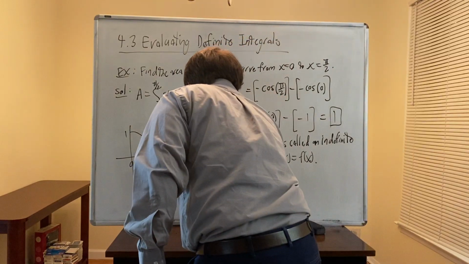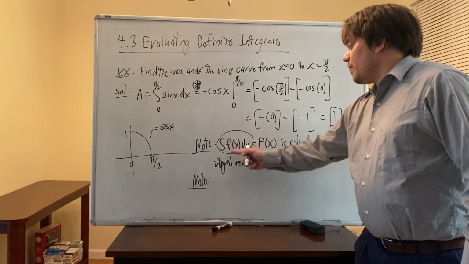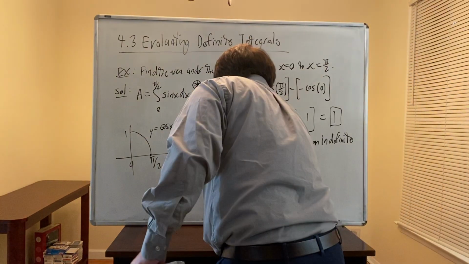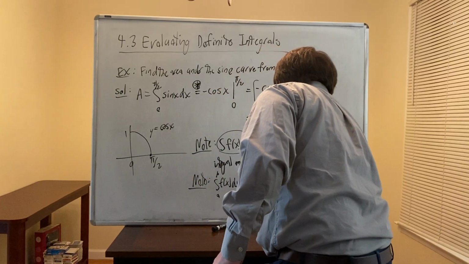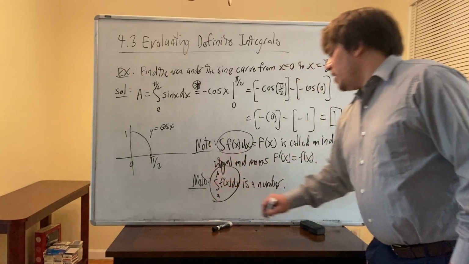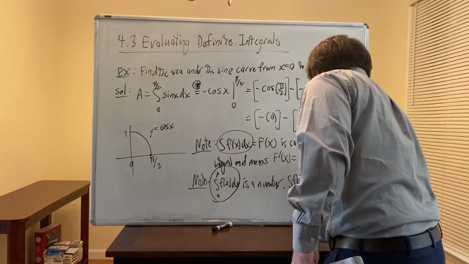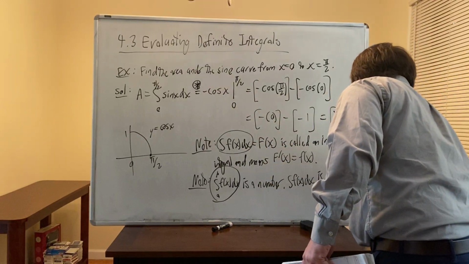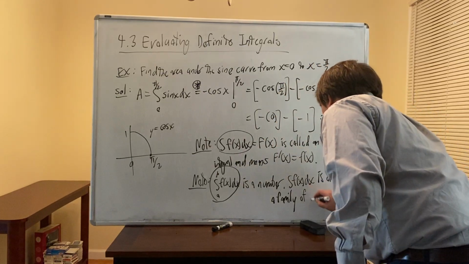Another note. So this is an indefinite integral, and it means this whole thing is a function whose derivative is little f, the integrand. Another note: the definite integral from a to b of f of x dx is a number. So this whole fancy notation, this entire thing, is notation for a number. And this notation is one of a family of antiderivatives.